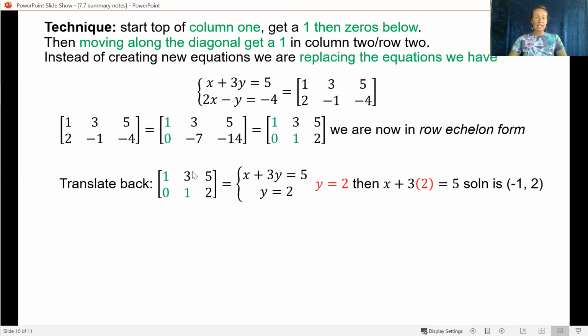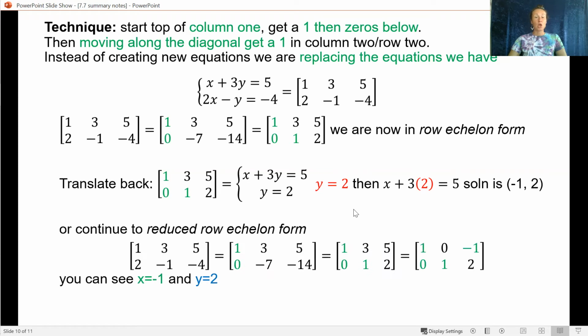If we didn't want to translate it back after getting it into row echelon form, we could continue on to reduced row echelon form. We would go through the same first 2 steps to get to this matrix here, but for reduced row echelon form, we would want a 1 or a 0 above our 1s as well. If we want to turn this 3 into a 0, we can do that by multiplying our second row by -3 and adding it to row 1.